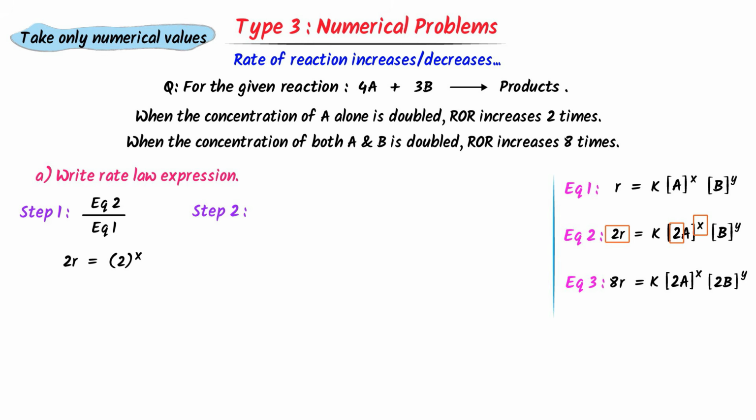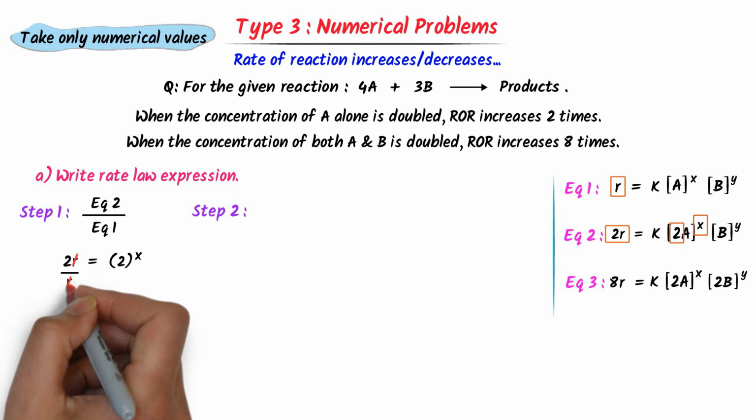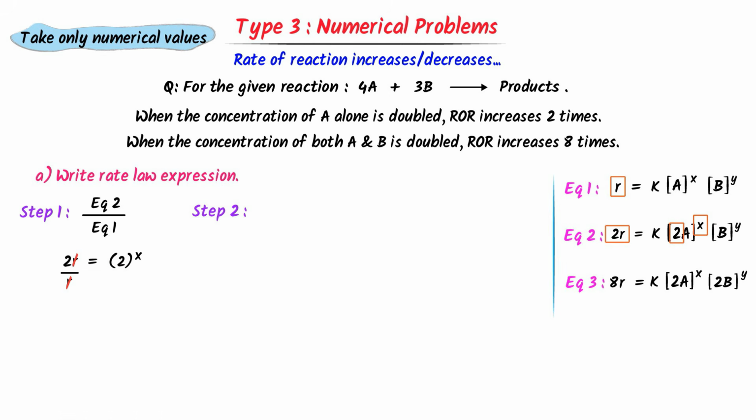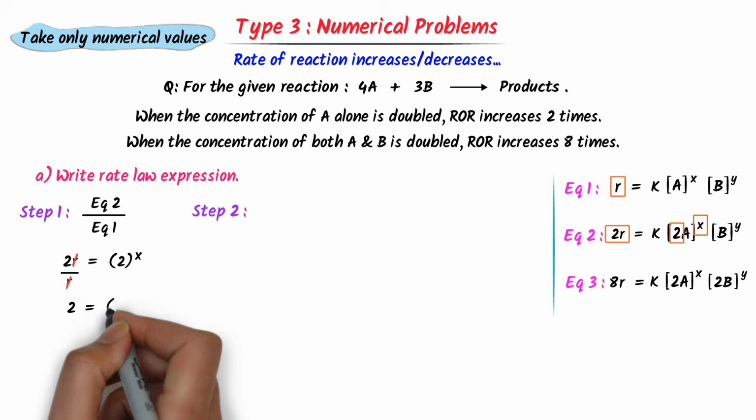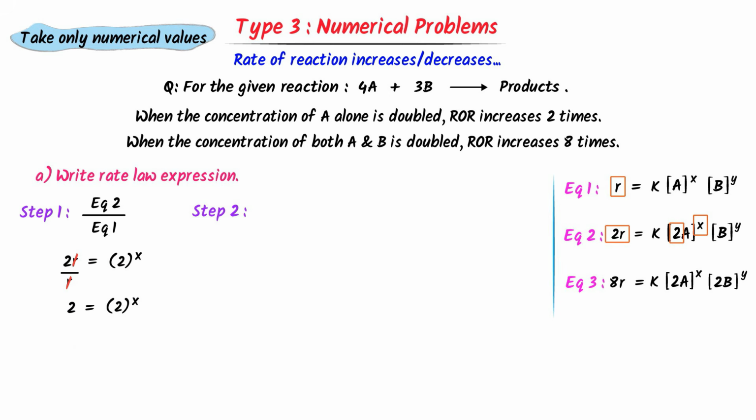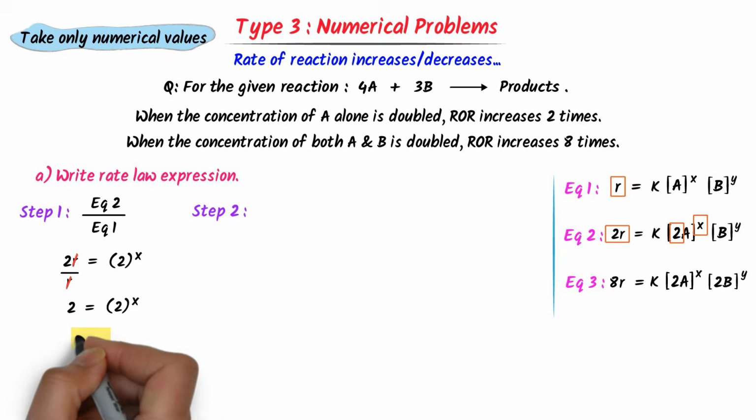In case of equation 1, I only take the rate of reaction, or only r, and I divide equation 2 by r. Now this r and this r are cancelled out. I get 2 is equal to 2 raised to the power x. We know that when bases are the same, powers are the same. So x is equal to 1. Thus we have successfully calculated the value of x in the first step.